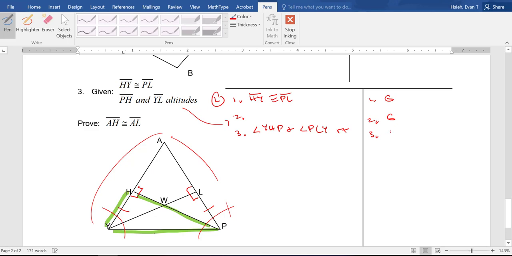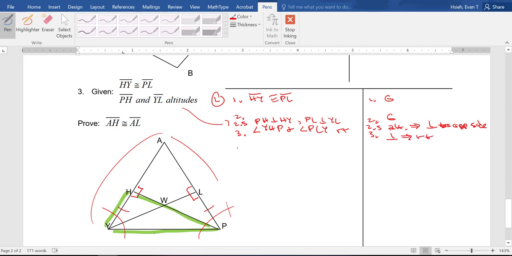because an altitude, actually I probably need a step in between here. I'm going to need a step 2.5. I'm going to need to say that PH is perpendicular to HY and PL is perpendicular to YL. So my step 2.5 is going to be altitudes are drawn perpendicular to the opposite side. And once I have the perpendicular, now I can say that if perpendicular, then right angles.